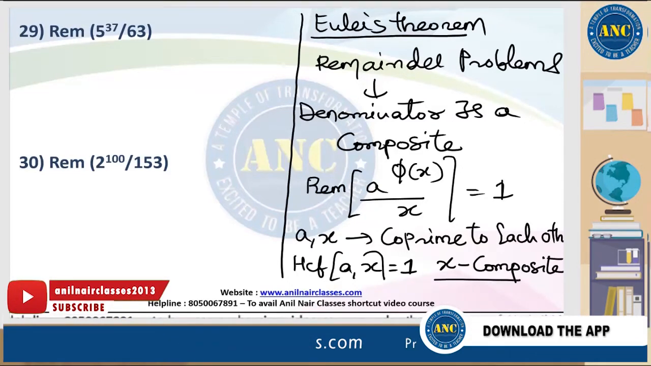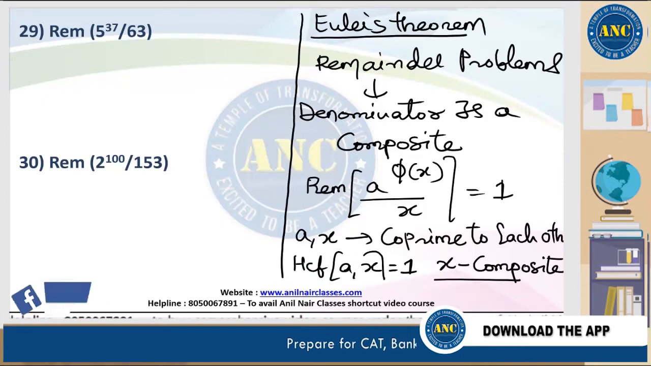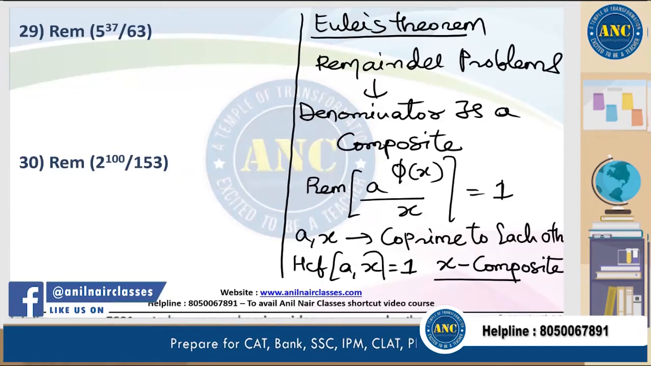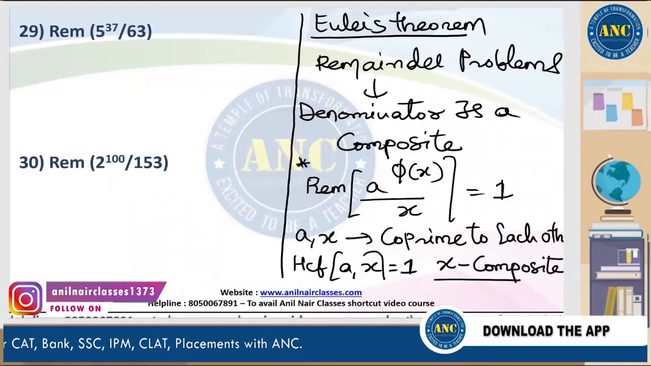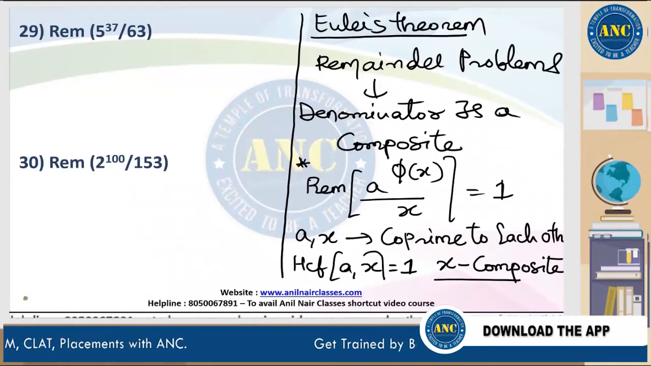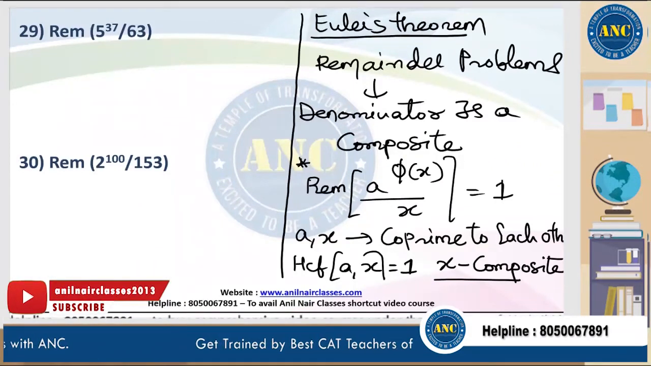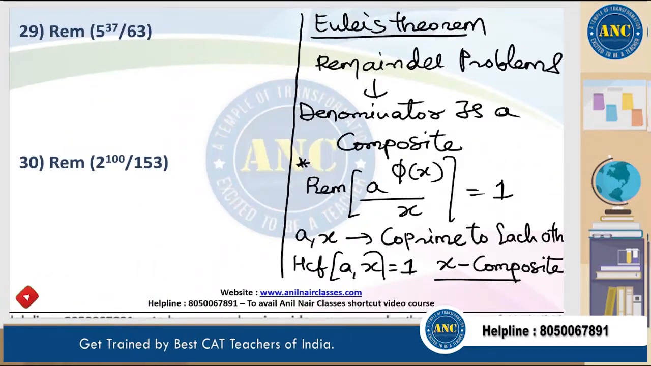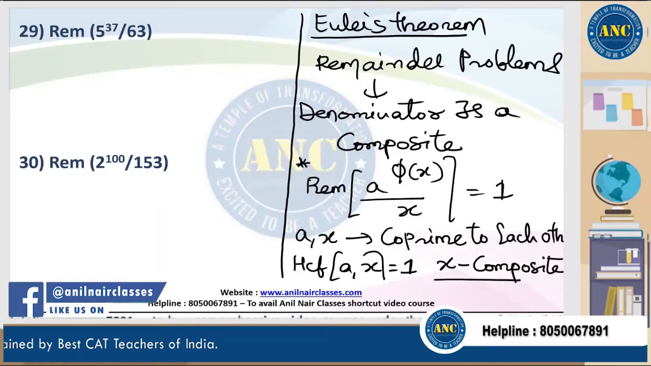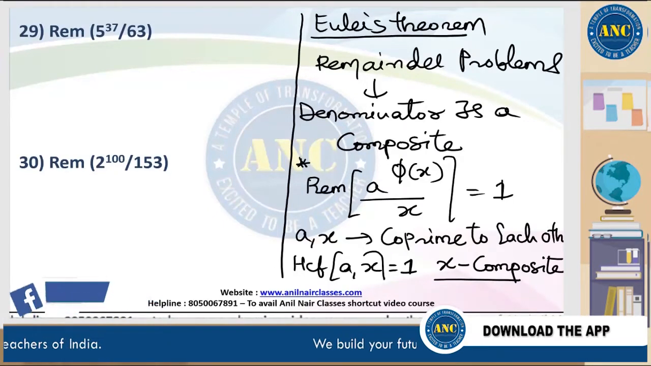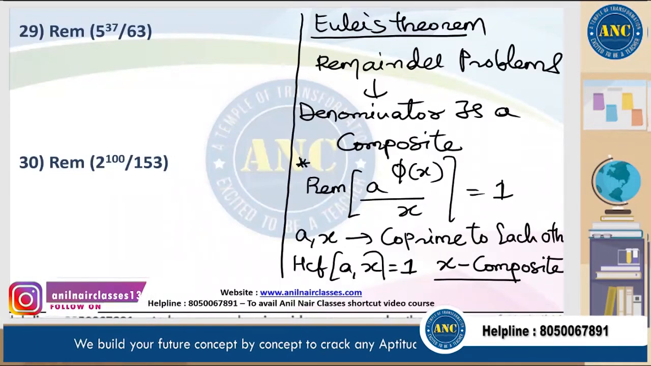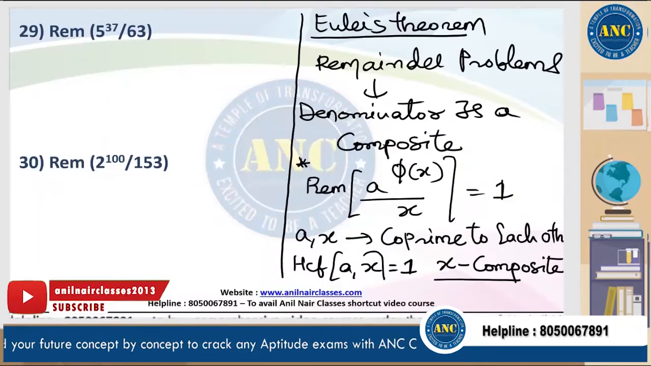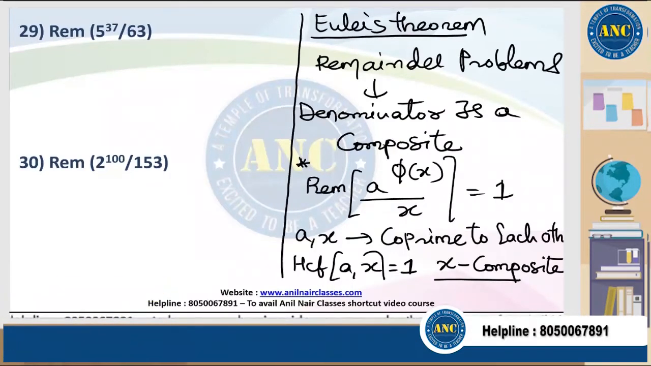Euler's theorem is used to find out the remainders of problems where the denominator is a composite number. The theorem suggests a power phi of x by x is equivalent to 1. A comma x are co-prime to each other. Two numbers are said to be co-prime if their HCF is 1. Now, what is phi of x? Which I'll explain.